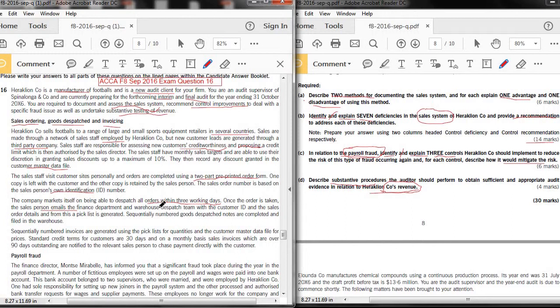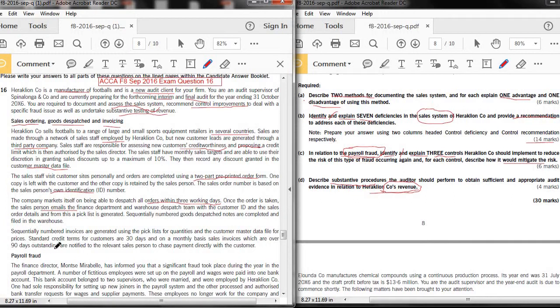This is also going to be a deficiency in the sales system. Sequential number good dispatch notes are completed and filed in the warehouse. It's good. Sequential number invoices are generated using the pick lists for quantities and customer master data file for prices.